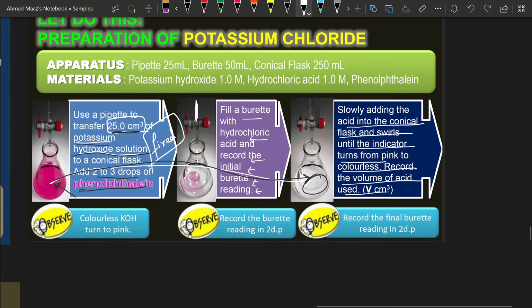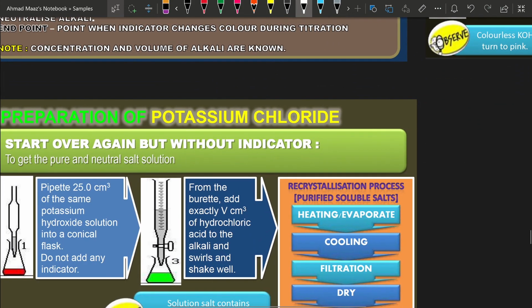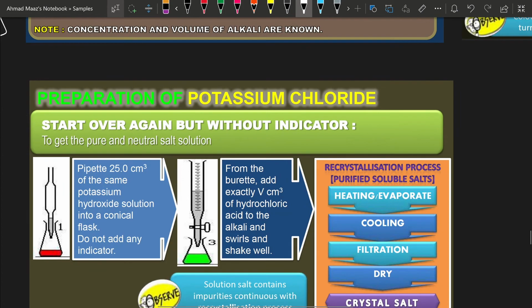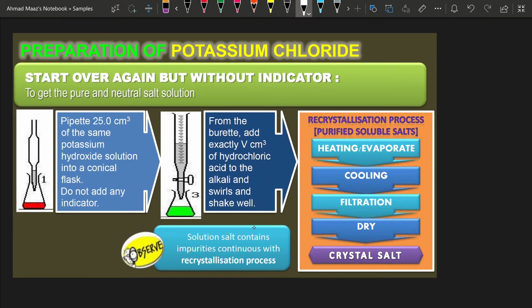You'll see how much acid you have used, and then you'll repeat the experiment, but without using indicator this time, so that there are no impurities. Indicator acts as an impurity, remember. So you'll again add the exact same amount of potassium hydroxide that you did in the previous experiment, and you will not add any indicator this time. You'll add the exact quantity of acid that you calculated in the previous experiment. You will swirl it and shake it well.